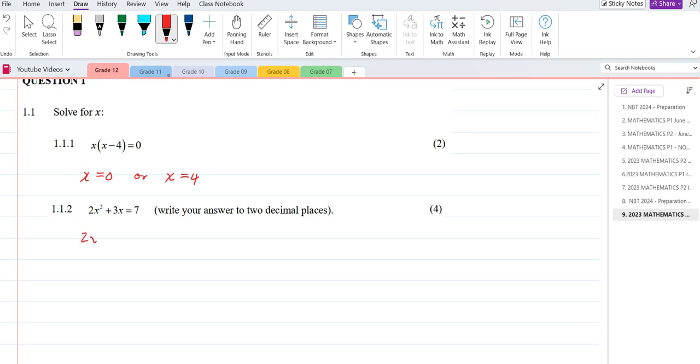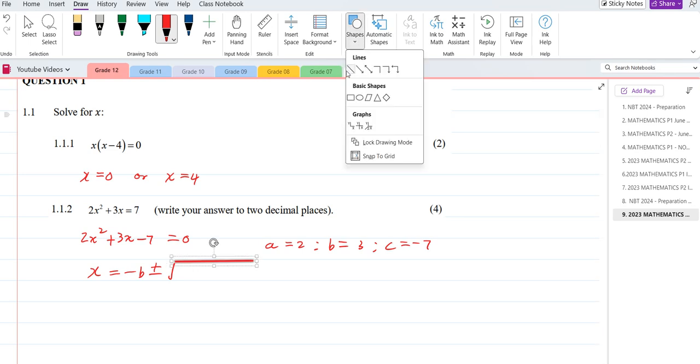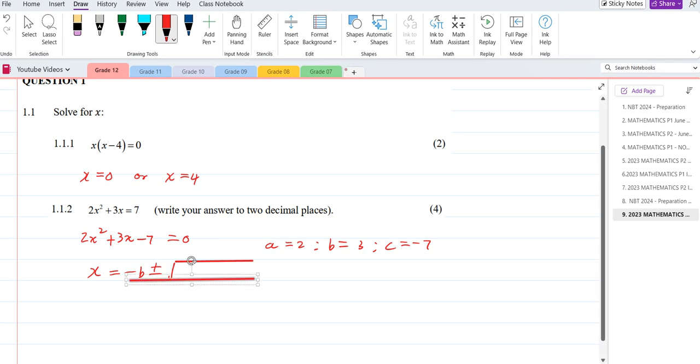This one here, we say 2x squared plus 3x minus 7 is equal to 0. So we know our a value is 2, our b value is 3, and our c value is negative 7. So let's solve. X is equal to minus b plus minus the square root of b squared minus 4ac. Remember, this formula can be found in your formula sheet, all over 2a. So let me just write that down.